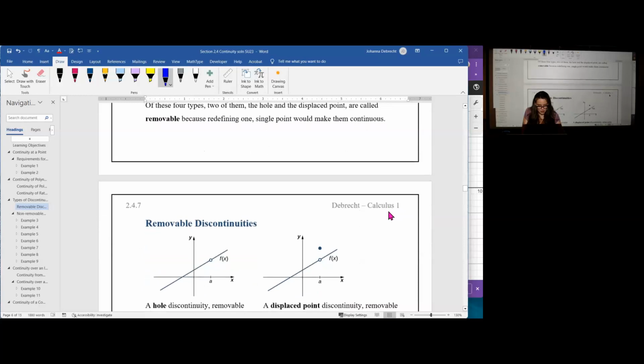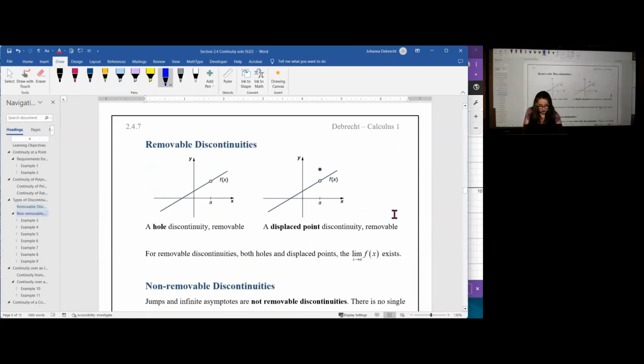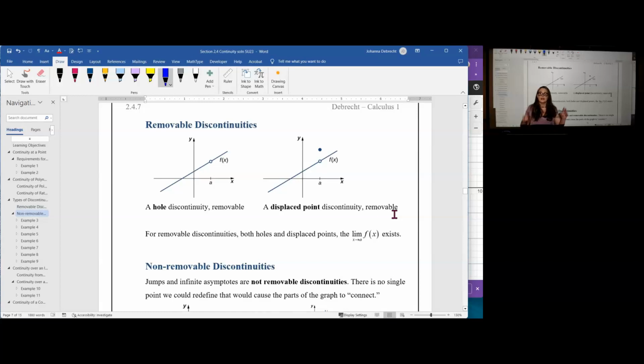Two of these are what we call removable because redefining one single point would fix the discontinuity. And those would be the hole and the displaced point. To make it continuous, just move the dot to the hole or just fill in the hole. As we're going to learn later this semester, this means that we can actually integrate over these functions because it's a removable discontinuity. Other type, we cannot. The other two are what are known as non-removable.